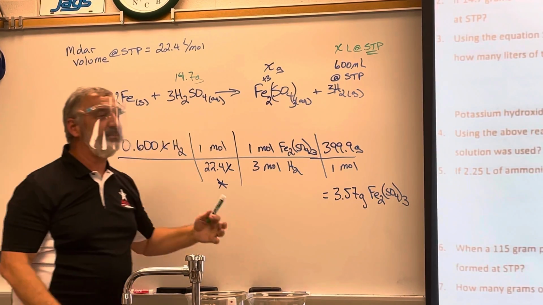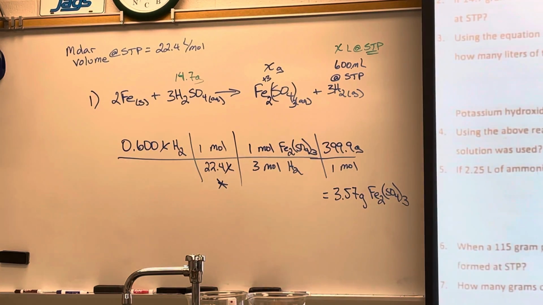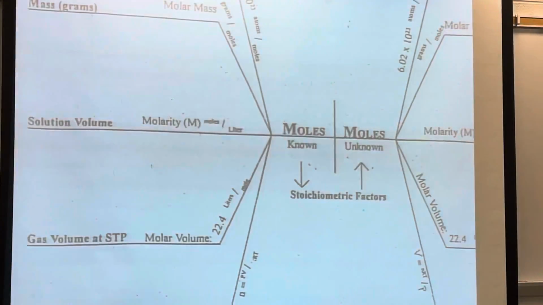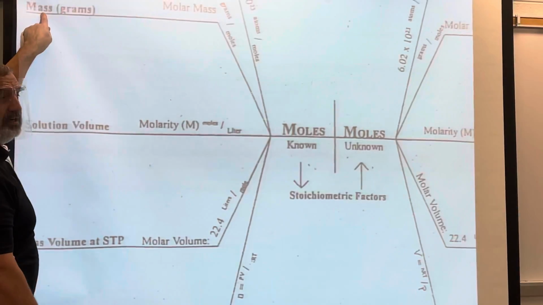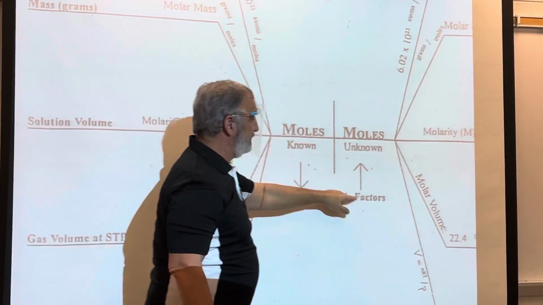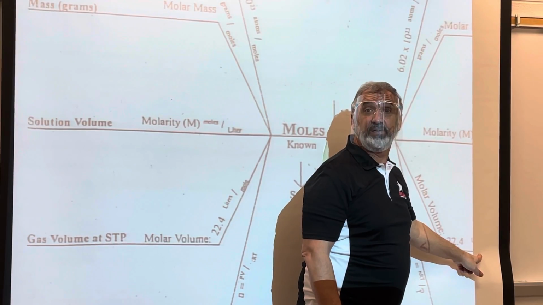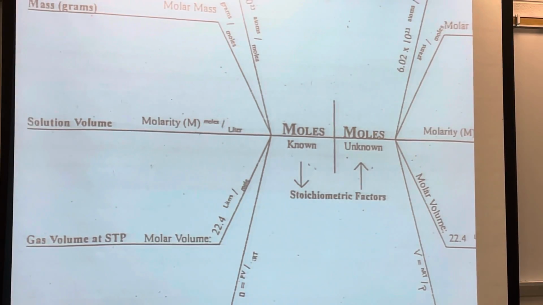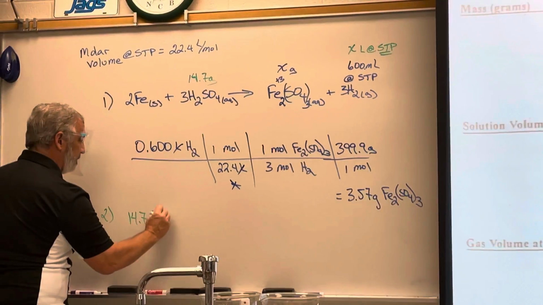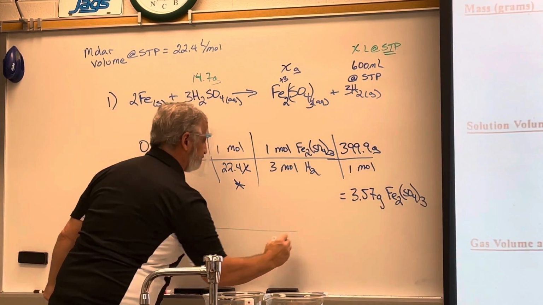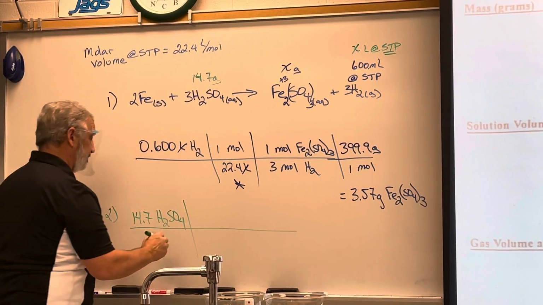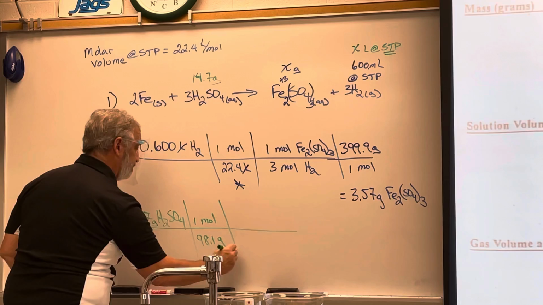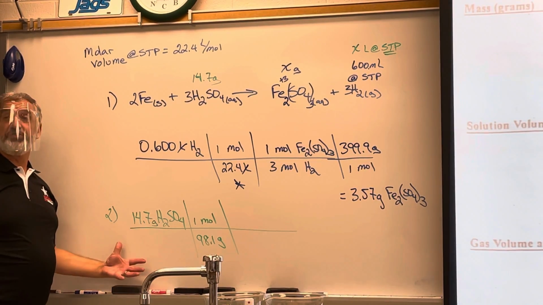14.7 grams. So this time, where am I starting on my roadmap? I have 14.7 grams, so now I'm starting here. I need the molar mass, because I'm trying to get to the volume of gas at STP. So start with what's given: 14.7 grams of sulfuric acid. How do I convert that to moles? By the molar mass, 98.1 grams. Okay, so now I have moles of sulfuric acid.